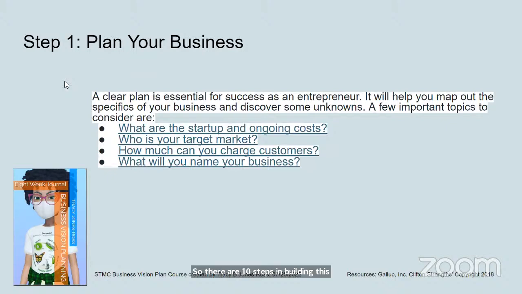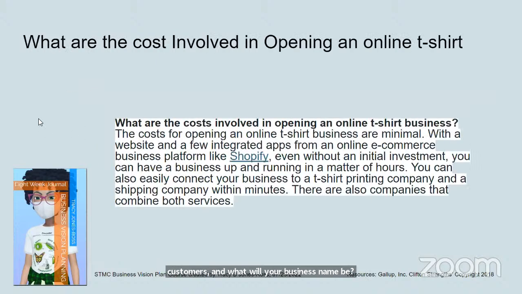Step 1: a clear plan is essential for success as an entrepreneur. It will help you map out specifics of your business and discover some unknowns. A few important topics to consider: What are the startup and the ongoing costs? Who is your target market? How much can you charge customers? And what will your business name be? What are the costs involved in opening an online t-shirt business?